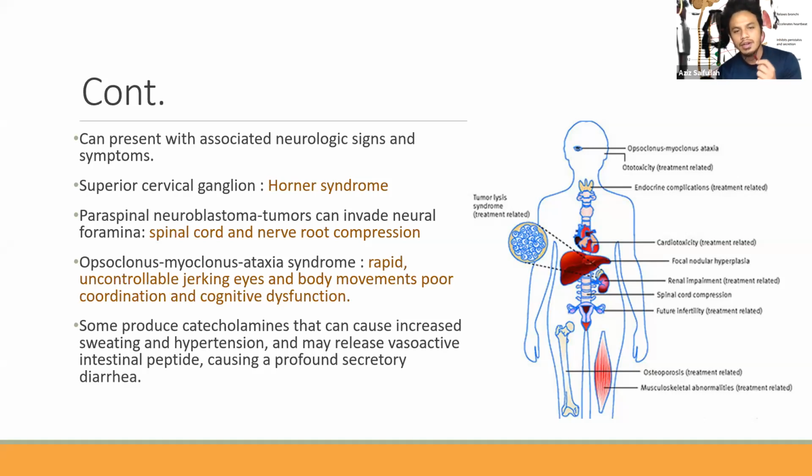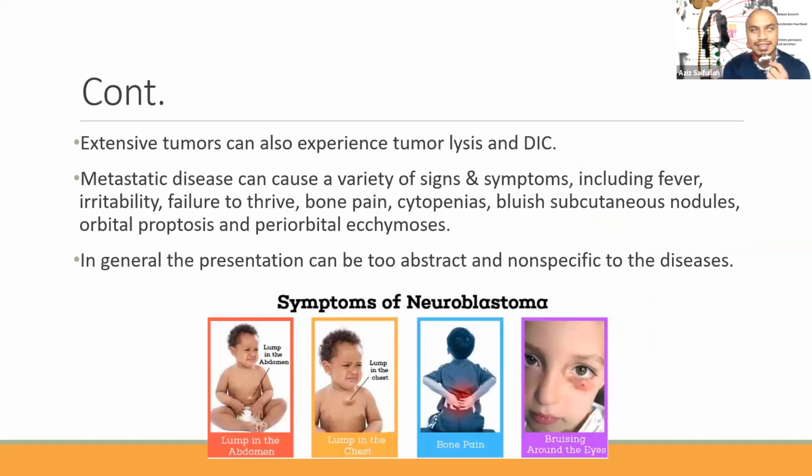And some paraneoplastic syndromes can produce catecholamines that can cause increased sweating and hypertension, basically an increase in sympathetic activities. Next. Extensive tumors can also experience tumor lysis and disseminated intravascular coagulopathy.